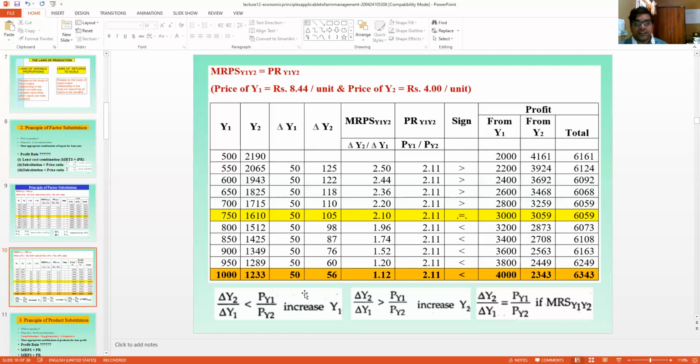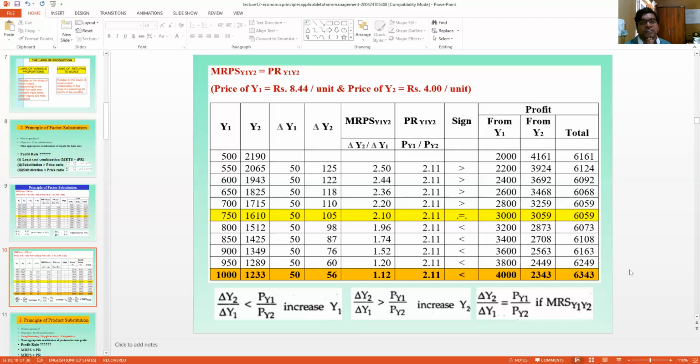So when delta Y2 upon delta Y1, MRPS, is less than P of Y1 upon P of Y2, the decision to be taken to increase profits is to increase Y1, which is opposite to that of the least cost combination. The cost has to go down, the profit has to increase. Are you getting it? So both are quite different, but we have some kind of commonality.